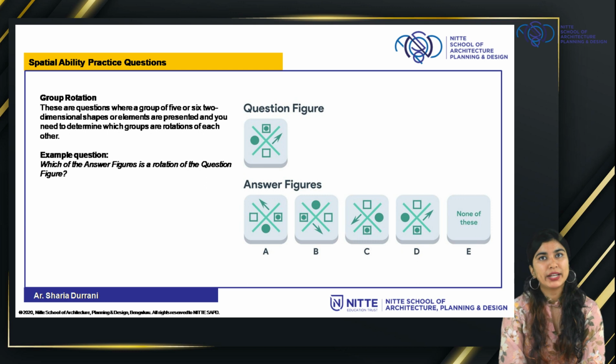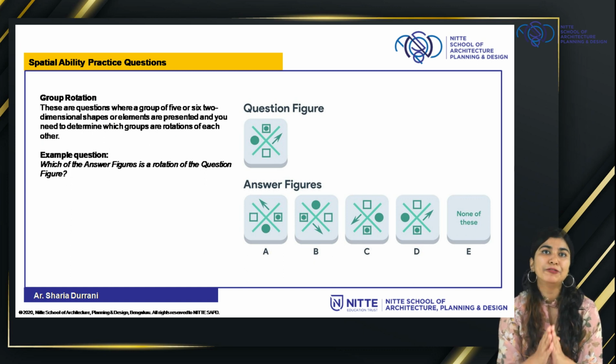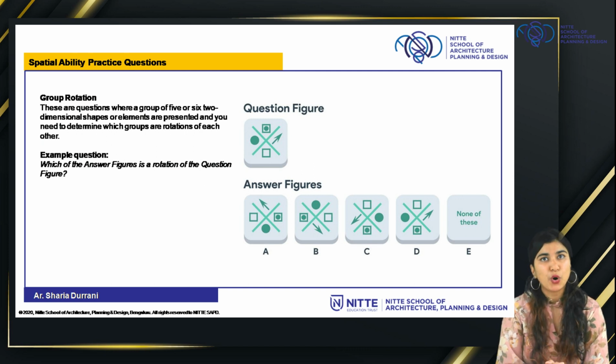Now have a look at the screen carefully. You will see the figure as a question and answer options. Now the question asks, which of the answer figures is a rotation of the question figure? When you see the question figure, you have markings on the top of the surface. The surface has 4 objects. One is a circle, another a square, another a combination of both, and the fourth one is the arrow.